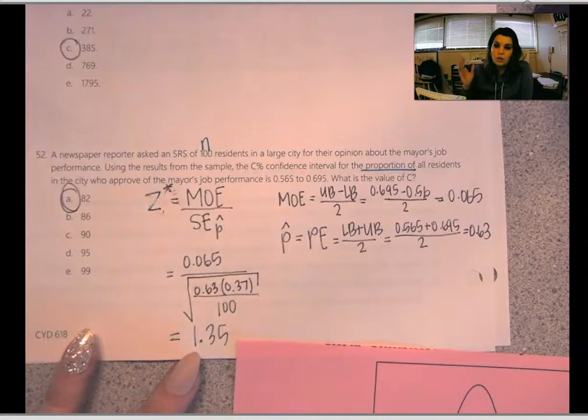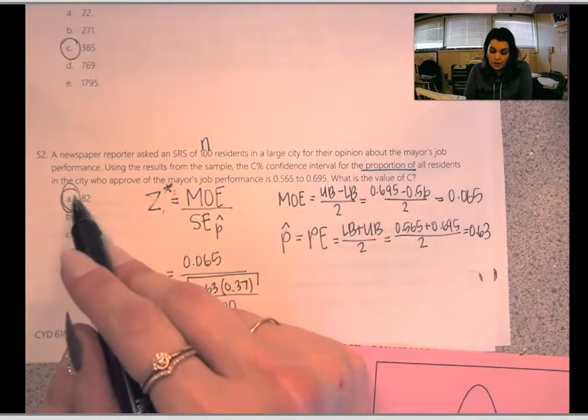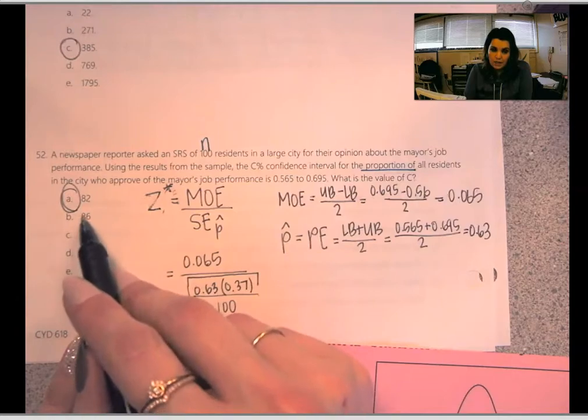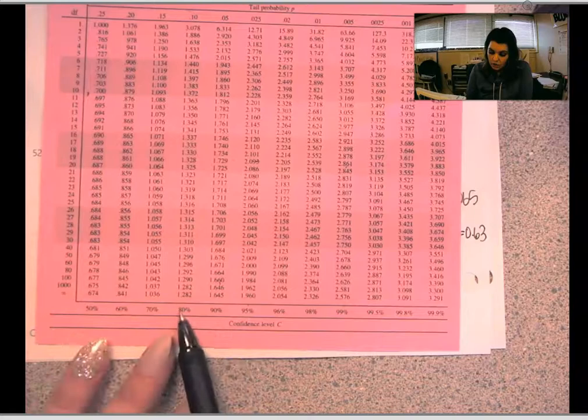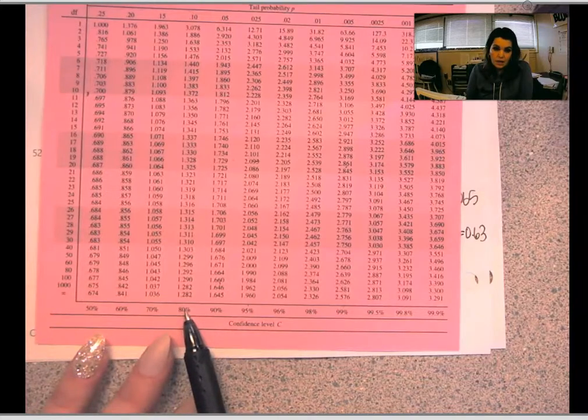You always want to go with the one below, or the lowest one. So that's why I'm choosing 82 as opposed to 86. 82 is closest to 80 as I can get.